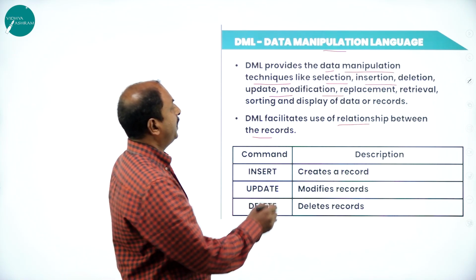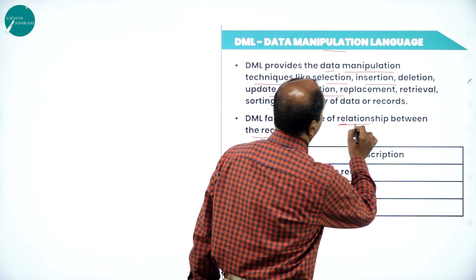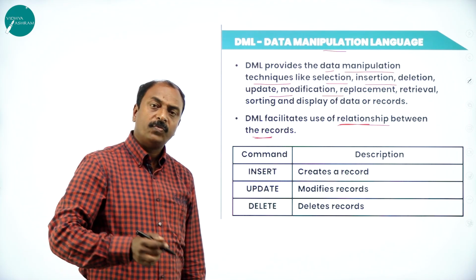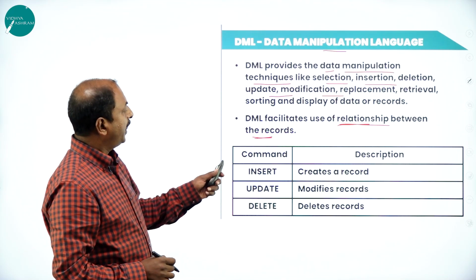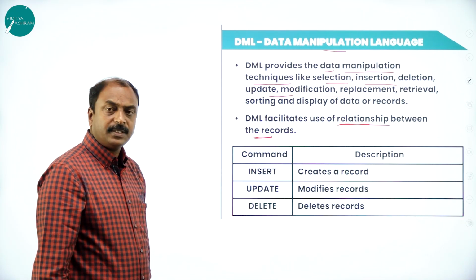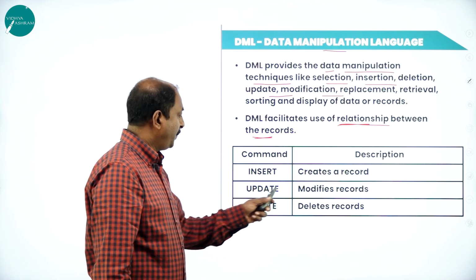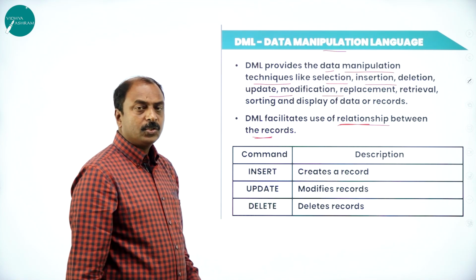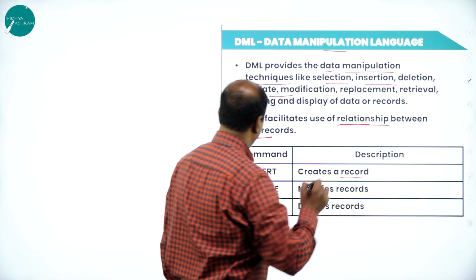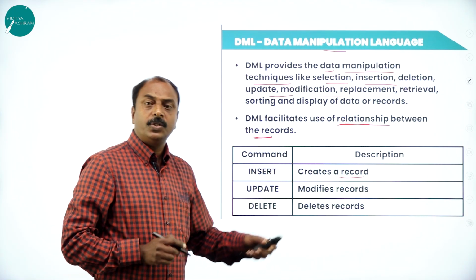It also facilitates the use of relationships between the records, that is, a group of records. And here we have three DML commands: insert, update, and delete. So, what is insert here? It is going to create a new record, and insert is to create a new record.